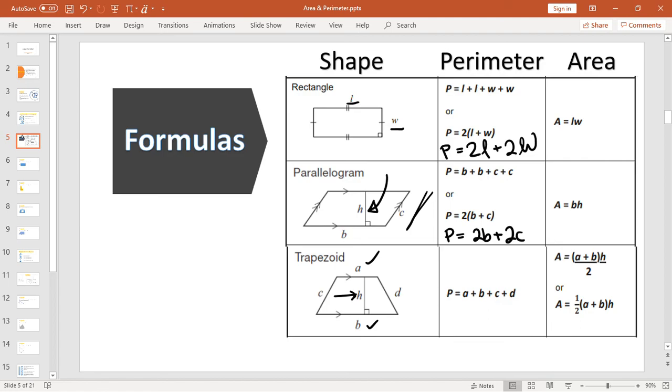A square isn't on here because it's not really necessary, but if you wanted to do a square, the shortcut is you could call one side S, and because they're all the same, the area is S times S, which is S squared. And the perimeter, because all the sides are the same, you could say is 4S, but you can just do it the long way too.